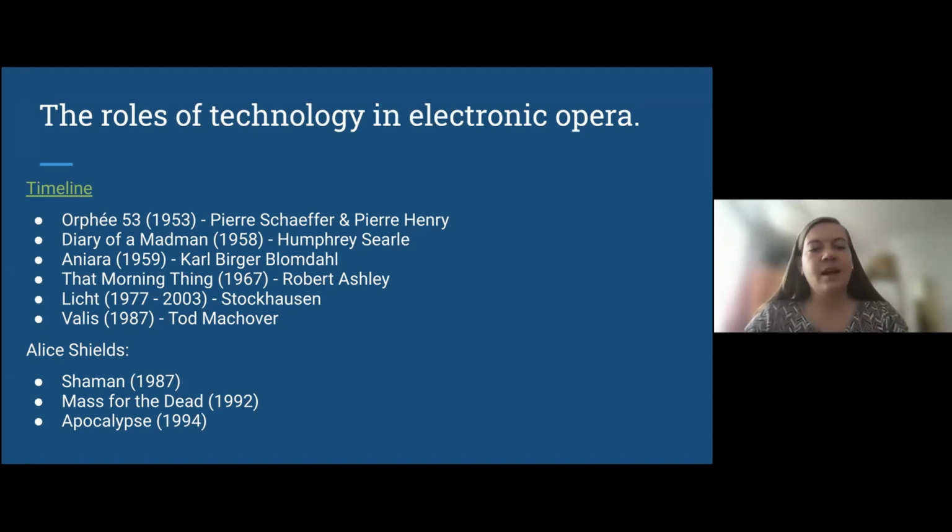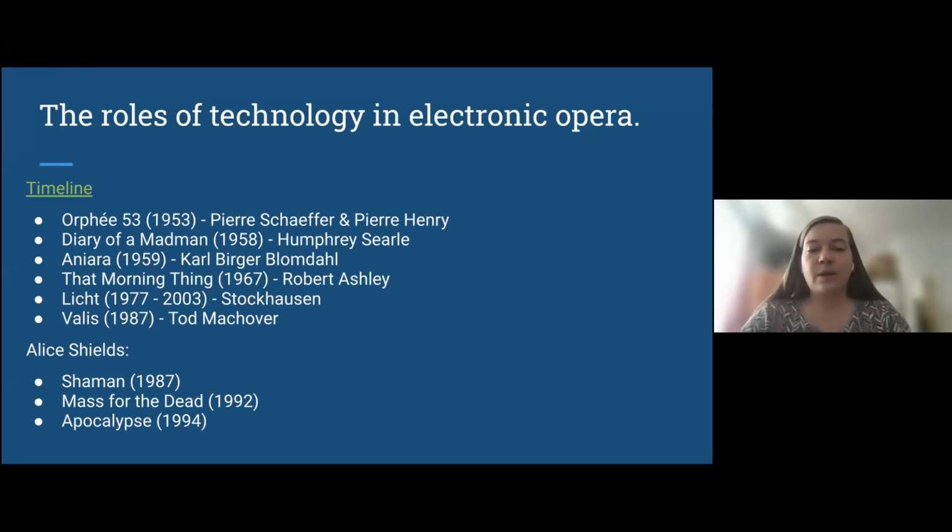Then Robert Ashley is a huge pioneer of multimedia theatrical works and opera for TV as well in the United States. That Morning Thing is one of his early stage operas, and he uses a tape track of recorded and electronic sounds with live performers, lots of spoken word and dances. Ashley is quite prolific in his output and influence in the field of multimedia theatrical works.